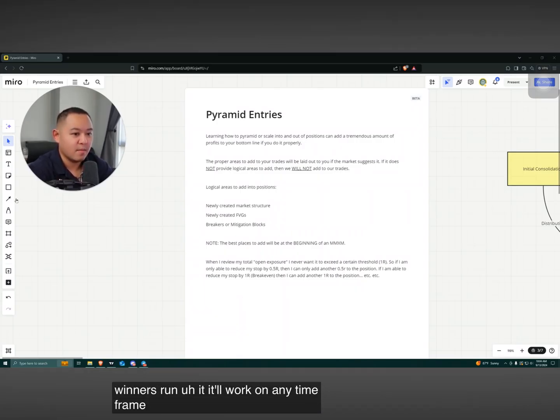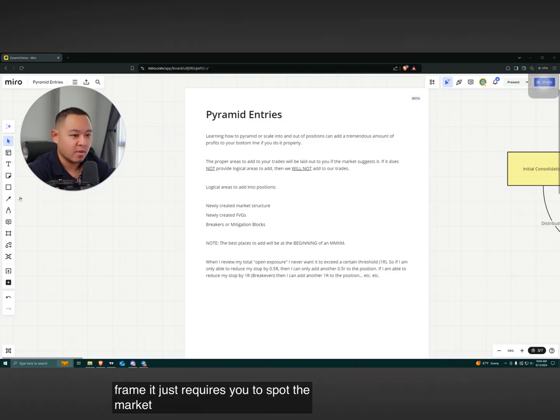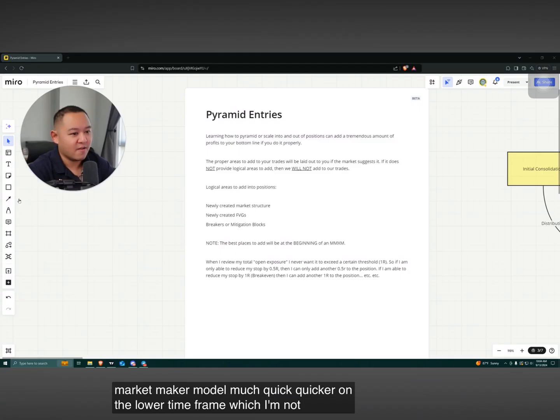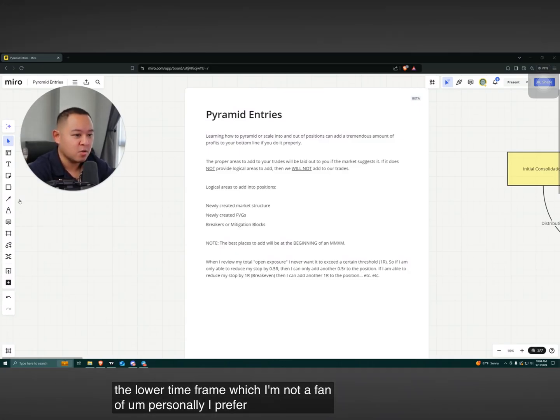It'll work on any time frame. It just requires you to spot the market maker model much quicker on the lower time frame, which I'm not a fan of. Personally, I preferred using at least like a 1 hour market maker model. That way, at least when I'm spotting the consolidations and stuff, I have time to react and think logically where I can place my stop loss, how I can build into the position.